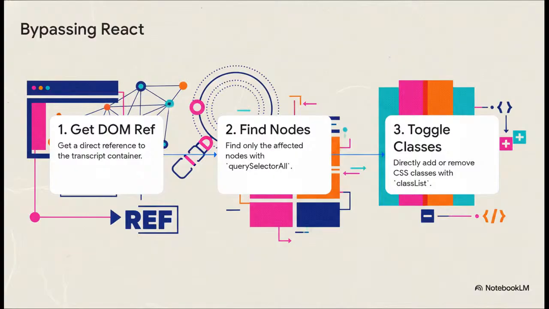Second, instead of re-rendering anything, we use a quick query selector to find only the handful of words that need to change. And third, we just directly toggle their CSS classes using classList.add or remove. React has no idea this is even happening. It just sits there, completely idle.